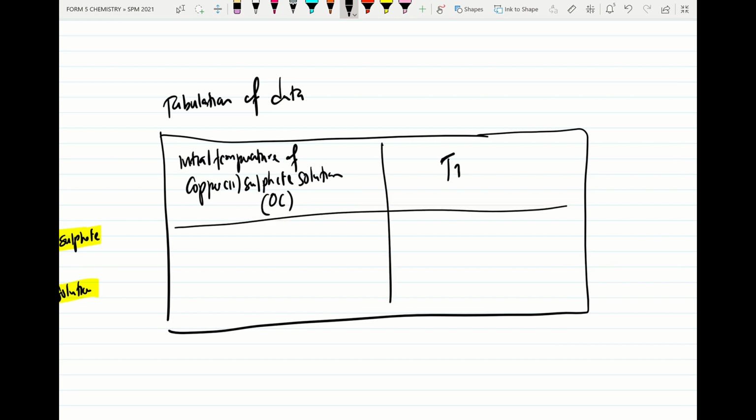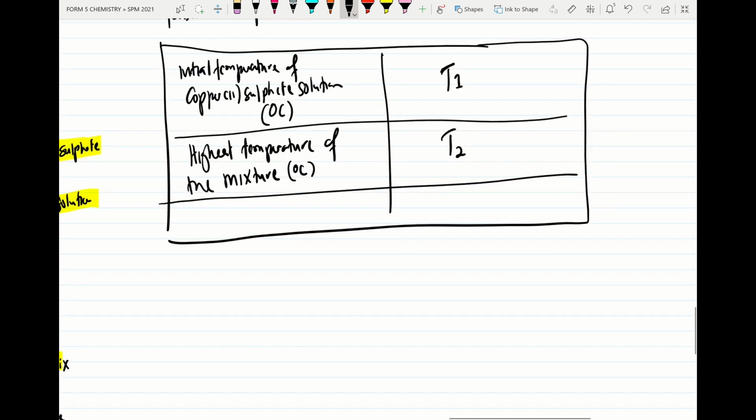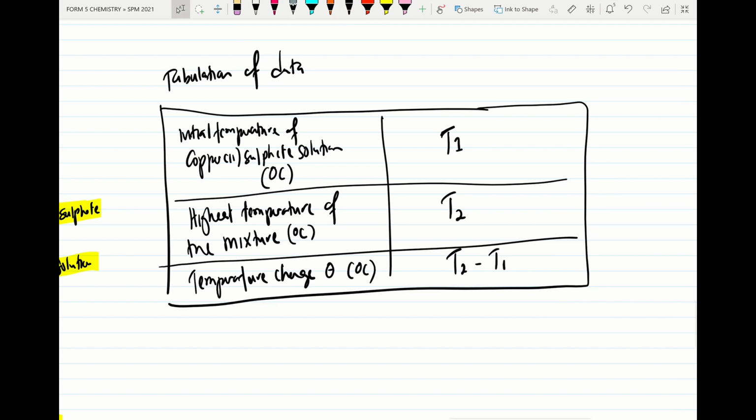Next, I put the highest temperature of the mixture, in degrees Celsius, and this will be T2. Next will be the temperature change. We can put theta, and the unit will be degrees Celsius. So I put T2 minus T1. Alright, so this is the tabulation of data.